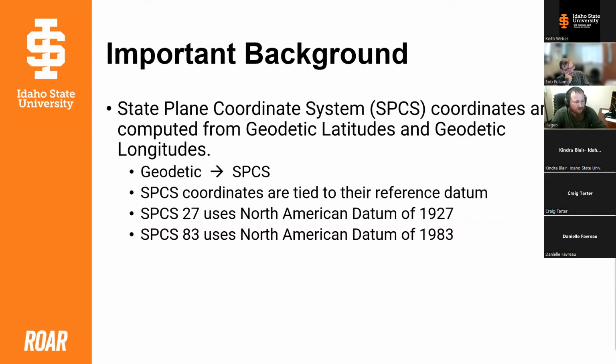Although we are going to be looking at this in more detail, I want to point out right from the start, it's important to recognize that grid coordinates are computed. We don't measure them. And specifically, they are computed from a reference datum. So for example, in the case of state plane SPCS 27 coordinates, those are going to be computed from the latitudes and longitudes of the North American Datum of 1927. In the case of SPCS 83 coordinates, those are going to be computed from the latitudes and longitudes of the North American Datum of 1983.